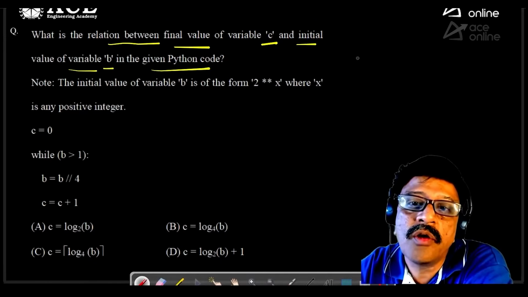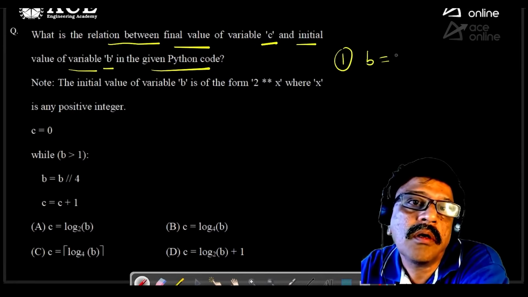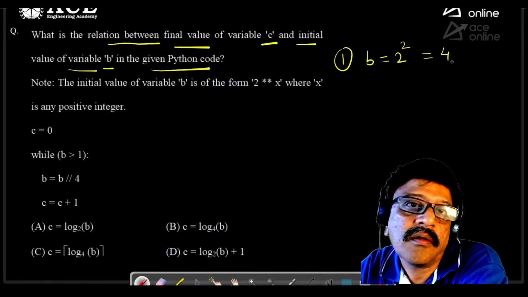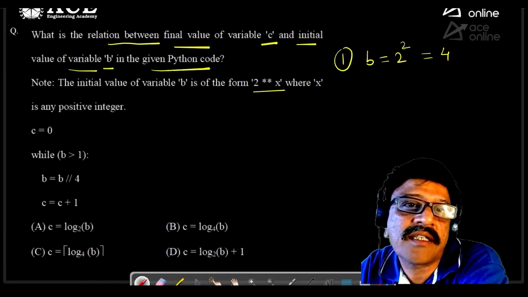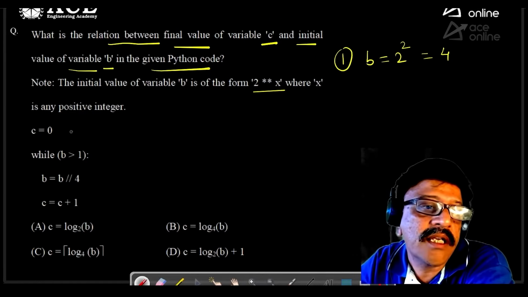Okay, so what I will do is, in my first check, I will take B as 4. That is 2 raised to 2. Correct? So B is 4 I have taken. See, 2 raised to x, x is a positive integer. So I have taken x as 2. So 2 raised to 2, 4. Correct? Now, let's execute this.